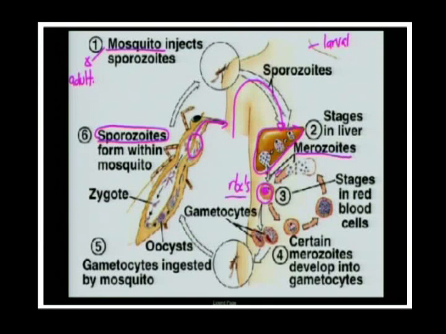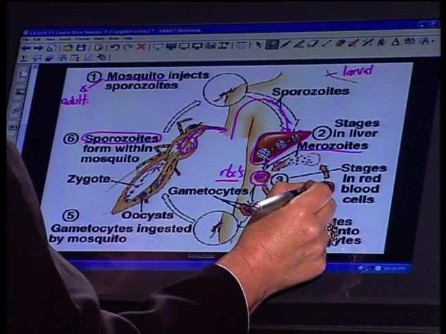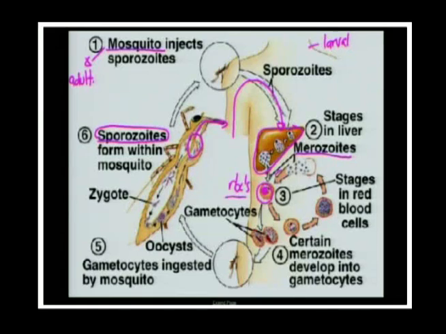And once they're in that form, they will feed on the inside of the red blood cell and get bigger and bigger. And when they get to their largest possible size, they divide and burst out of the red blood cell, releasing more merozoites. As they burst out, they release toxins, and the toxins cause the person with malaria to have chills and fever and all of the negative symptoms.